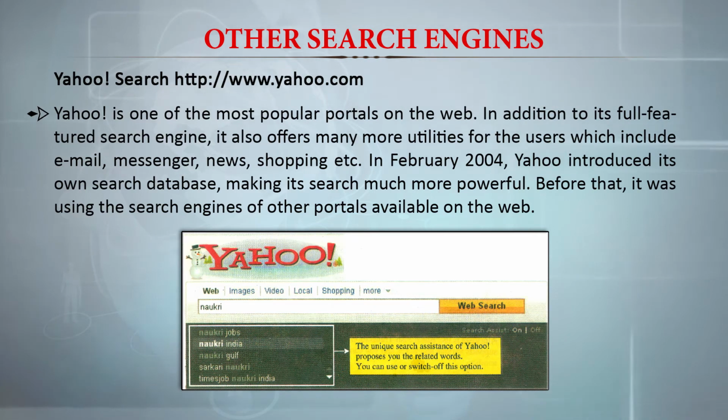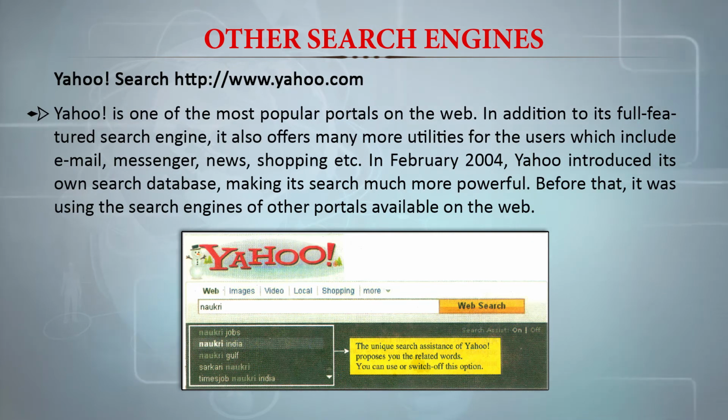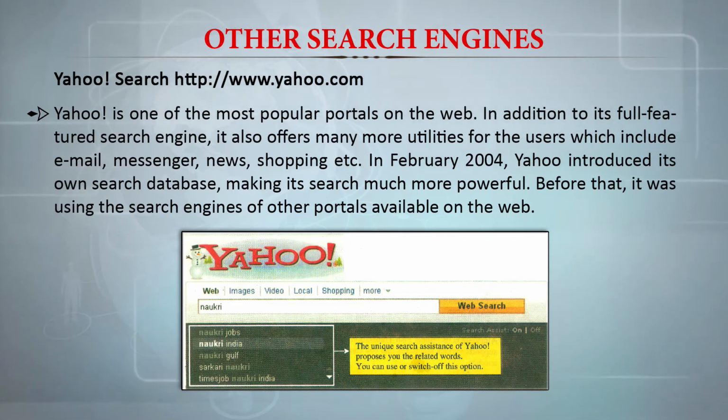In addition to its full featured search engine, it also offers many more utilities for the users, which include email, messenger, news, shopping and other things. In February 2004, Yahoo introduced its own search database, making its search much more powerful. Before that, it was using the search engines of other portals available on the web.